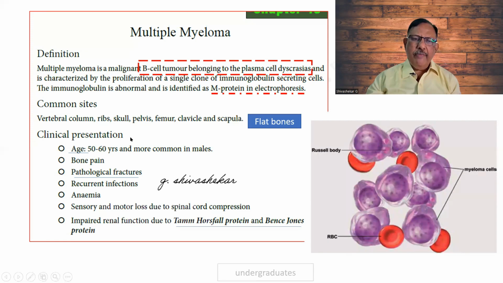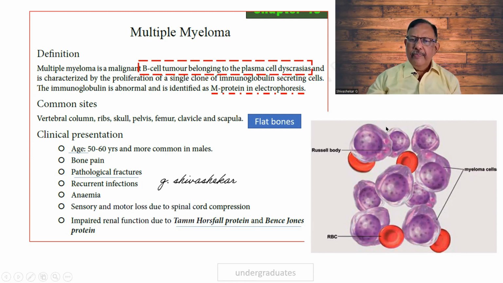Flat bones are mostly affected. The names are given over here. And the age is 50 to 60 years. This we shall remember. You will not get it in a patient less than 40 years of age. Bone pain, pathological fractures, lack of sensation, etc. can be there. The urine can be showing a Bence-Jones protein.